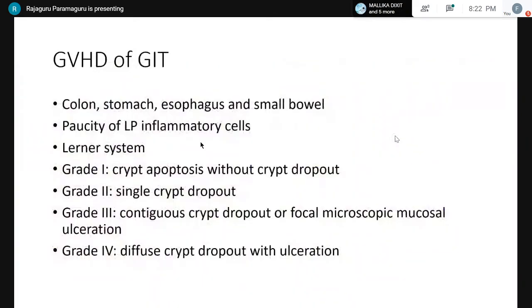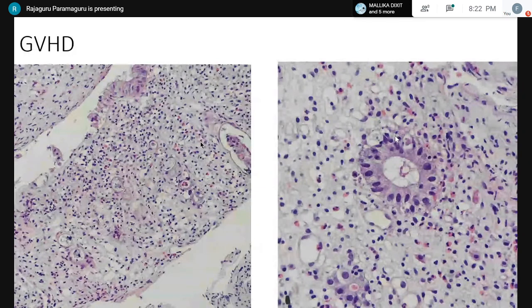So there is a system for grading, the Lerner system, where grade 1 stands for crypt apoptosis without crypt dropout, grade 2 for a single crypt dropout, grade 3 for contiguous crypt dropout or focal microscopic mucosal ulceration, and grade 4 for diffuse crypt dropout with ulceration, like what you find over here.